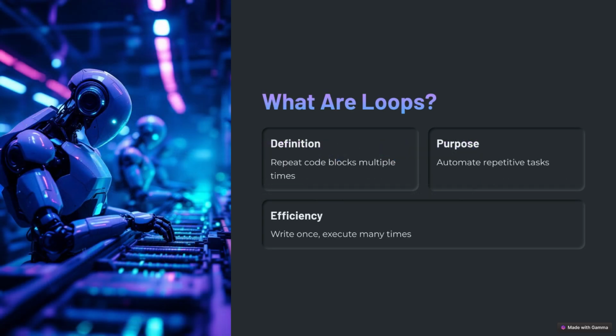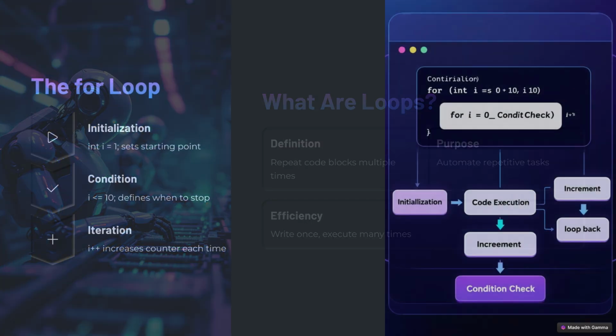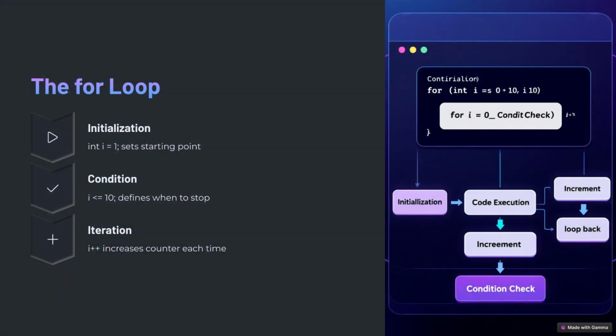Let's get started. Loops are used to repeat a block of code multiple times without rewriting it manually. Imagine you're counting from 1 to 10. Instead of writing 1 up to 10, you can use a loop to automate this task in just a few lines. One of the most commonly used loops in C# is the for loop. It's great when you know exactly how many times you want to repeat an action.